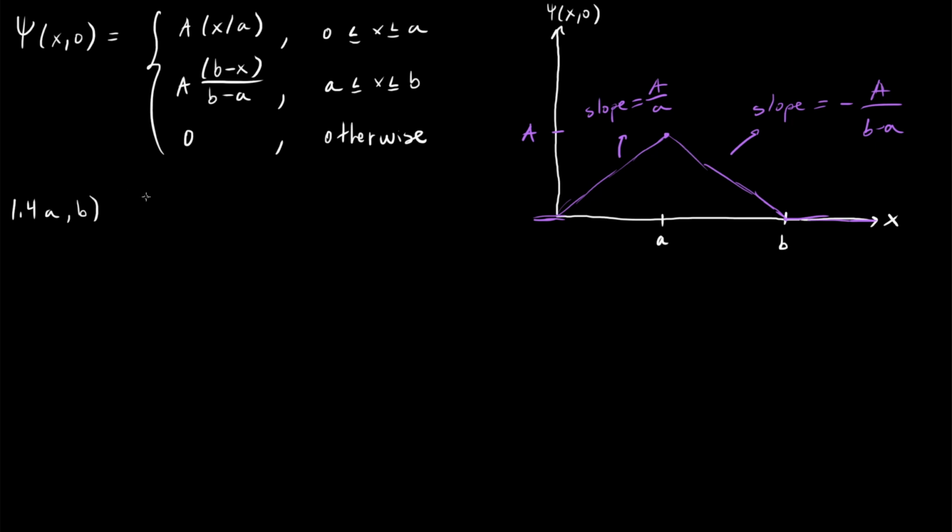Yep, that's 1.4b. Now 1.4a asks us to normalize big A, and the way to do that is to write the probability function and then normalize it from there. So this will be the square of the wave function, and this must equal 1.